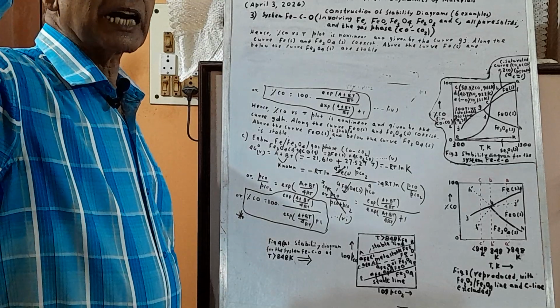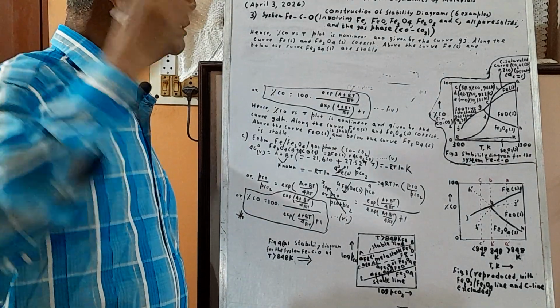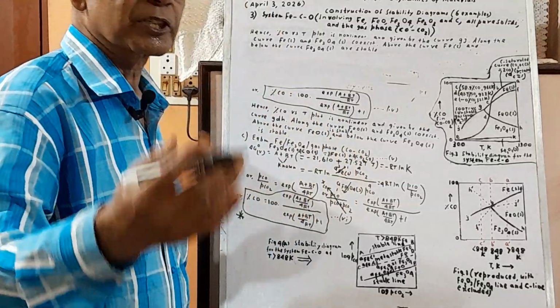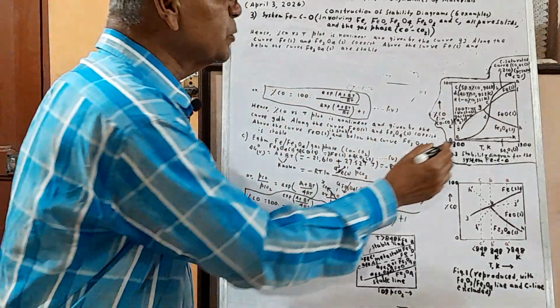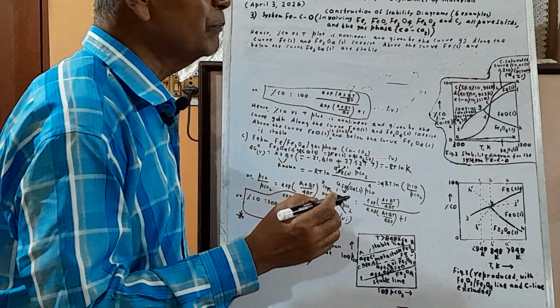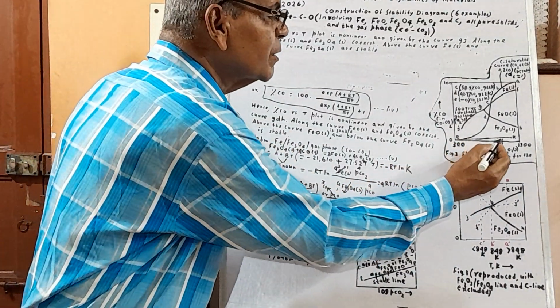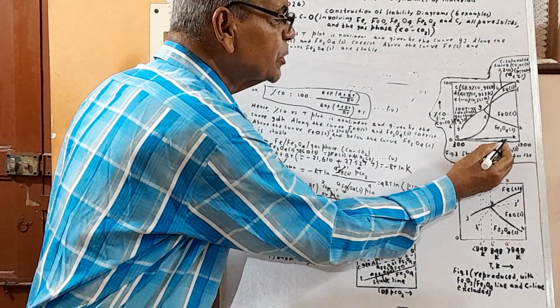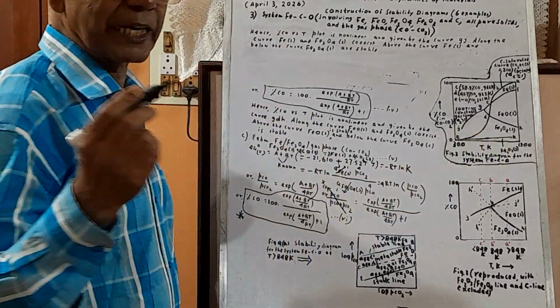But we know the starting point is Fe2O3. So the stability field of Fe2O3 is also important, and the equilibrium between Fe2O3 and Fe3O4. In fact, if you ask me, I will tell you further. So here also, this is actually the Fe2O3, Fe3O4 line which we will take up now.